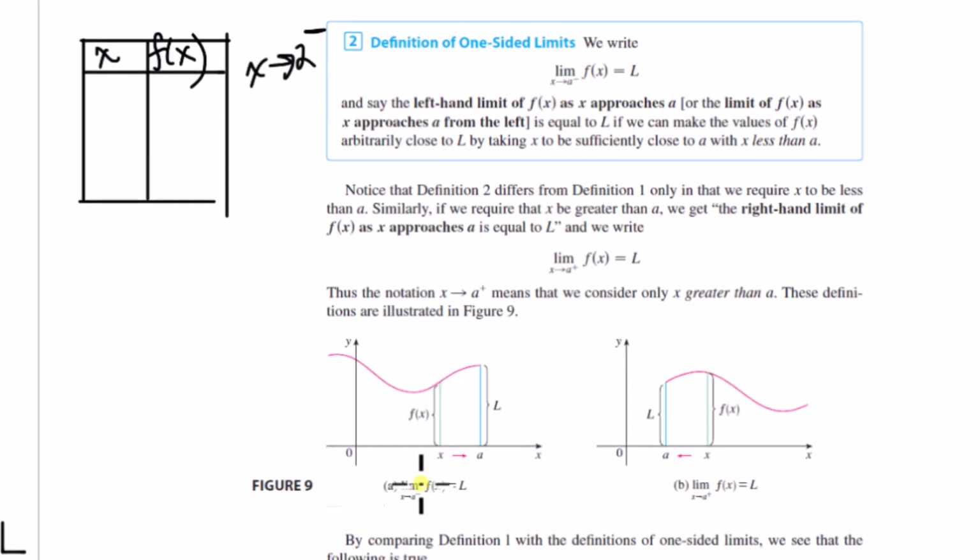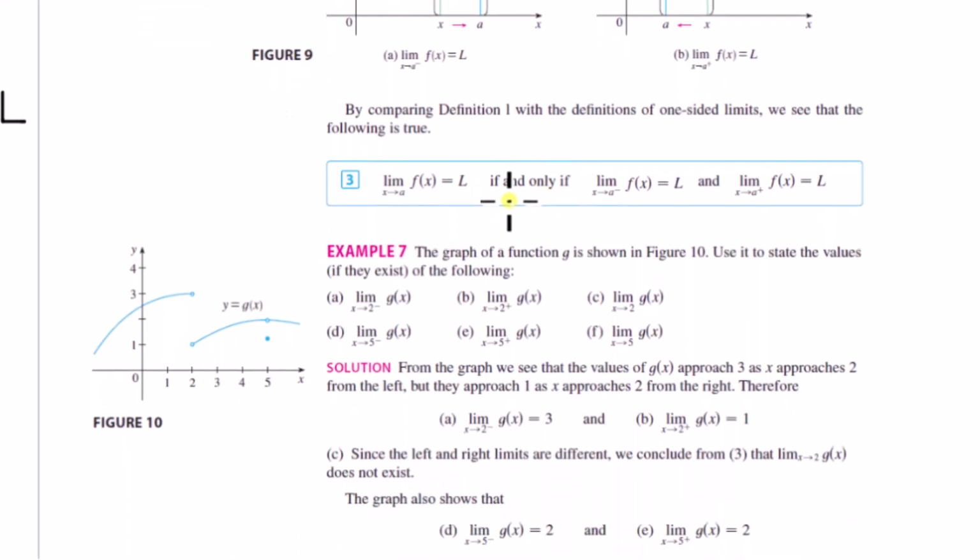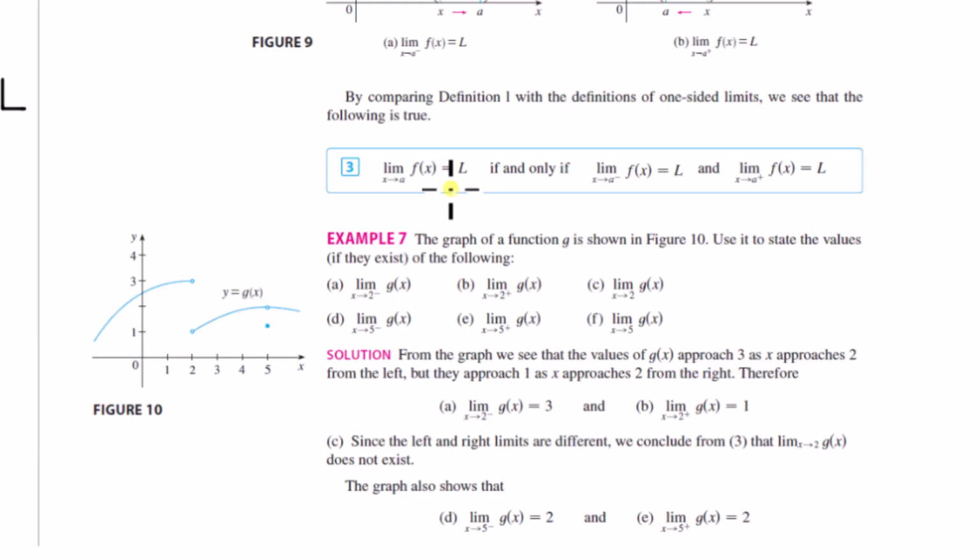Based on everything we just talked about, the limit as x approaches a in general, so not a one-sided limit, of f of x is equal to L if and only if the left-hand limit as x approaches a of f of x is equal to L, and also the right-hand limit as x approaches a of f of x is equal to L. That's the only way the general limit as x approaches a of a function exists.